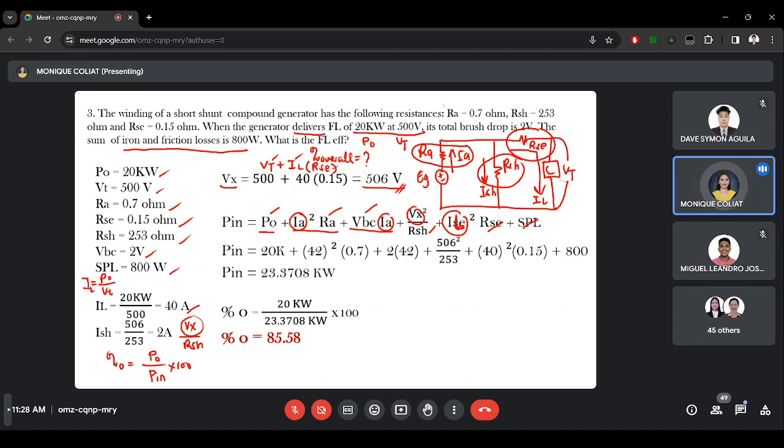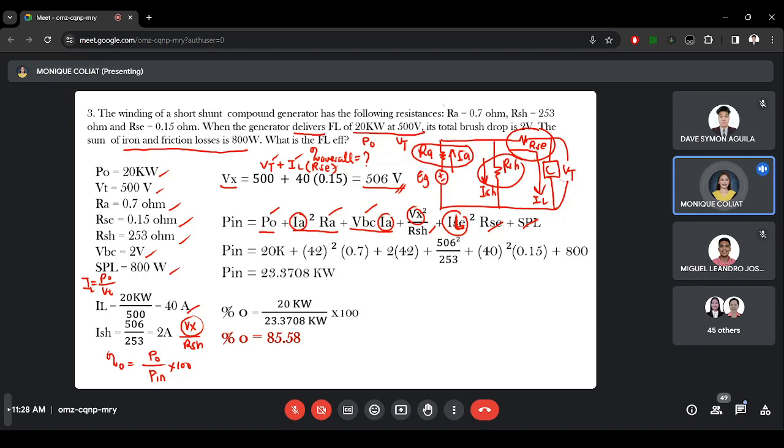Now that we have IL and ISH, we can get IA. Using KCL at node A, IA is equal to ISH plus IL. ISH is 2, IL is 40, so IA is 42 amperes. Now we have VX and IA, so we can move to the input power.